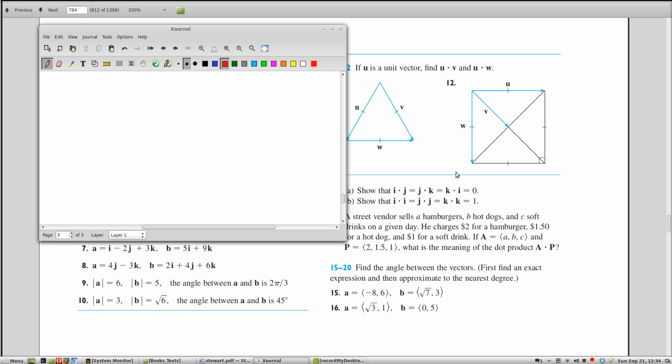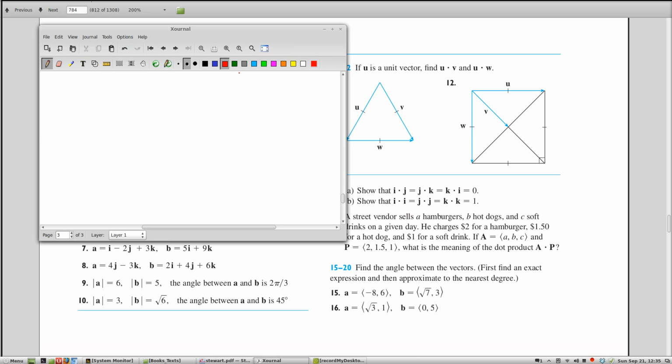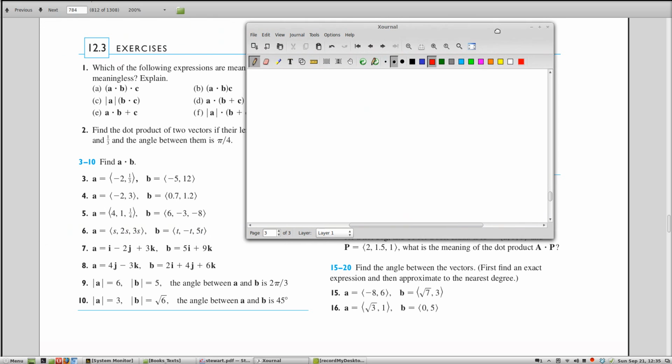So let's pick up again in the next section. This is the one where they talk about the dot product and projections and angles between vectors. So, the dot product is also called the scalar product because the result of the dot product of two vectors is a scalar.